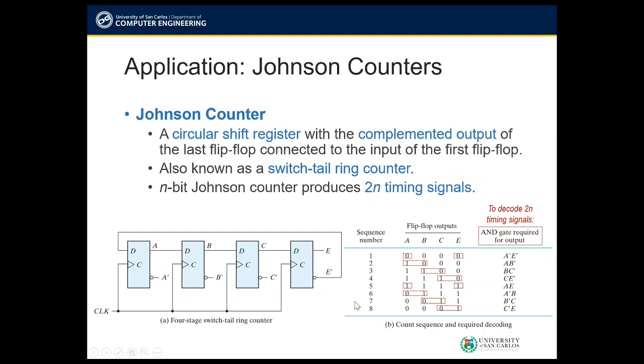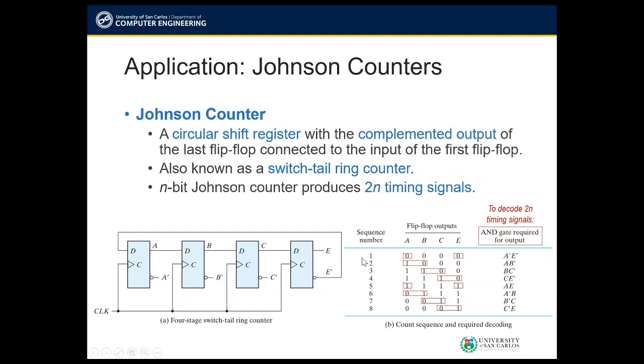So take note that we have 8 sequences here in our flip-flop outputs. Each combination of our flip-flop outputs is unique. And to produce the 8 timing signals, we need to decode them using an AND gate required for the outputs, considering these particular configurations. Now this is based on the uniqueness of the output values.